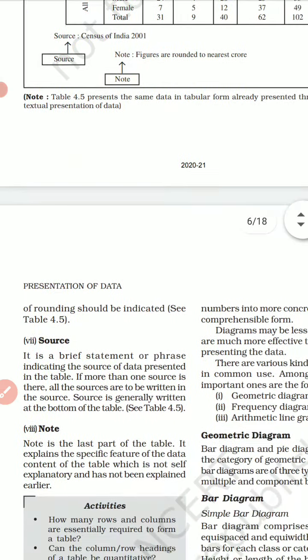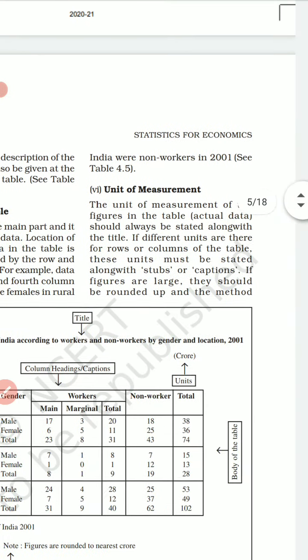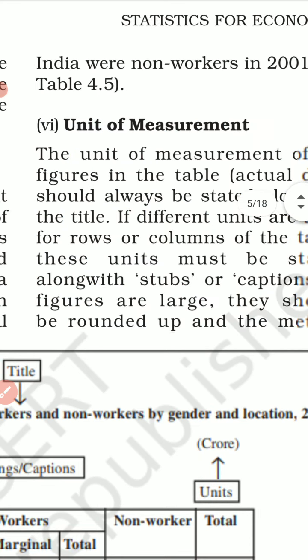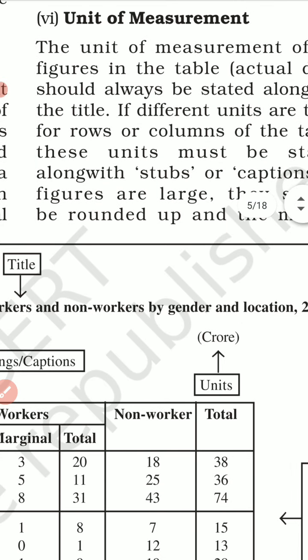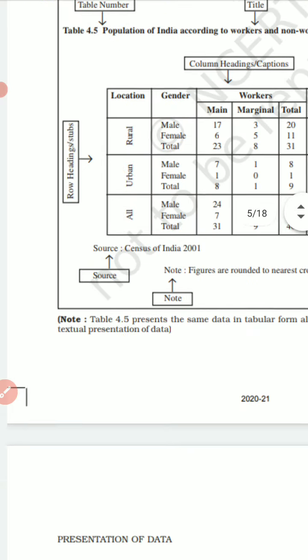Then sixth is unit of measurement. Whatever data you are showing, if that has a unit of measurement like kilogram, meter, kilometer, whatever unit you are showing, we have to mention that unit in the table, that the particular number is related to kilogram or kilometer or anything else. So this is the unit of measurement.